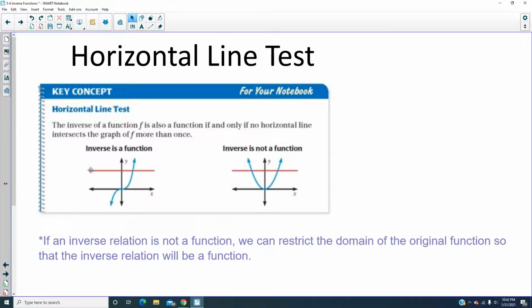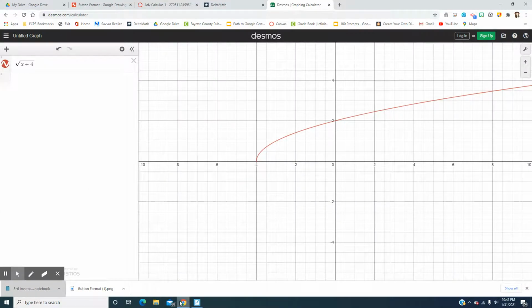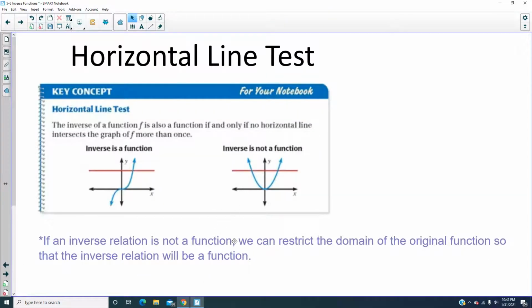So here's an original function. You draw a horizontal line. That tells you that whenever you do the inverse, it will be a function. Here is a parabola, kind of like the one we just did. If you draw a horizontal line, the inverse is also a function. Okay. Now, if the inverse relation is not a function, we can make it one. And we can make it one by doing something called restricting the domain.